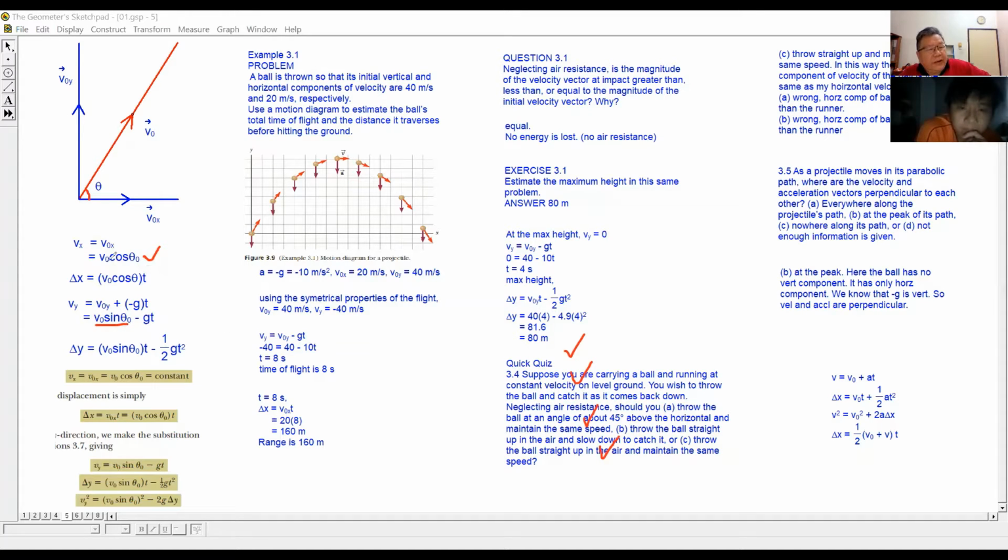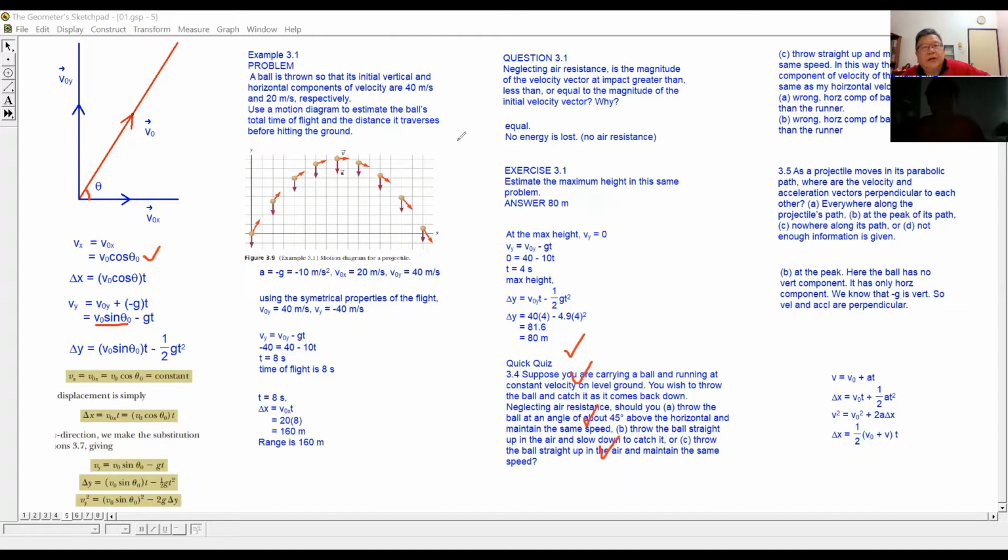And the horizontal component is not subjected to gravitational pull. The vertical component is subjected to the gravitational pull. So you have to minus gt, right? The final velocity is V naught sine theta minus gt. And the vertical displacement is V naught sine theta t minus half gt squared.